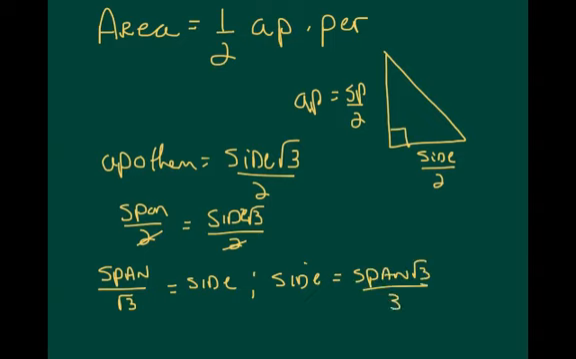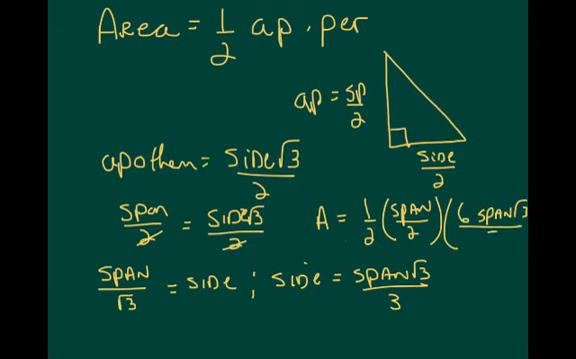Okay, so let's go back to our original formula for area. Area equals 1/2 apothem, which we now call span over 2 times the perimeter. And the perimeter will be 6 times the side, and our side is now being expressed as span root 3 over 3. Alright, let's simplify all this and see what we get.